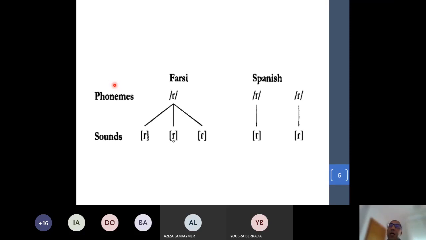So we can now express the difference between Farsi and Spanish, and we can say that in Spanish, the trill and the tap are separate phonemes. Separate phonemes are indicated by the slash. However, in Farsi, we have only one phoneme, and it has three allophones, so that the trill and the devoiced and the tap are all realizations, allophones of the same phoneme.